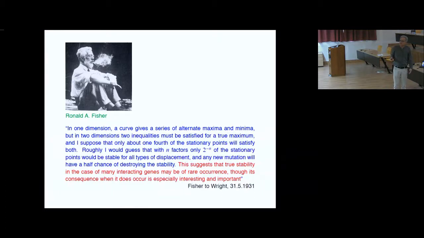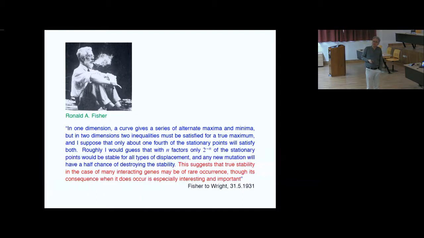So basically, he says that as you go on, there will be less and less maxima, right? And this suggests that true stability in the case of many interacting genes may be of rare occurrence, though its consequence when it does occur is especially interesting and important. So basically, his argument is that because of the high dimensionality, somehow there will not be any peaks, or very few, and they will not be relevant. And we'll see in the mathematical theory probably tomorrow to what extent this is true or not. I think my view now is that in some sense both Fisher and Wright have a point, but this 2 to the minus n, the rate at which the frequency of maxima decreases with dimension, actually is overestimated by this argument.